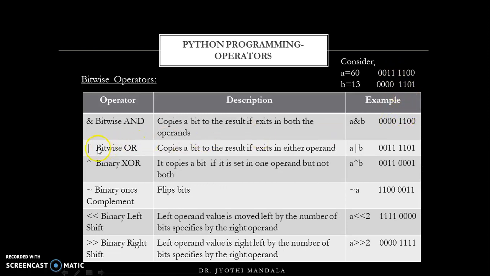Now the second type of bitwise operator is the OR operator, bitwise OR. In bitwise OR, if at least one of the bits is 1, then you will get an output of 1. Now observe here, both are 0, so you are getting 0. Both are 0, you are getting 0. Now here at least one bit is 1, so you are getting an output of 1. So that is the bitwise OR operator.